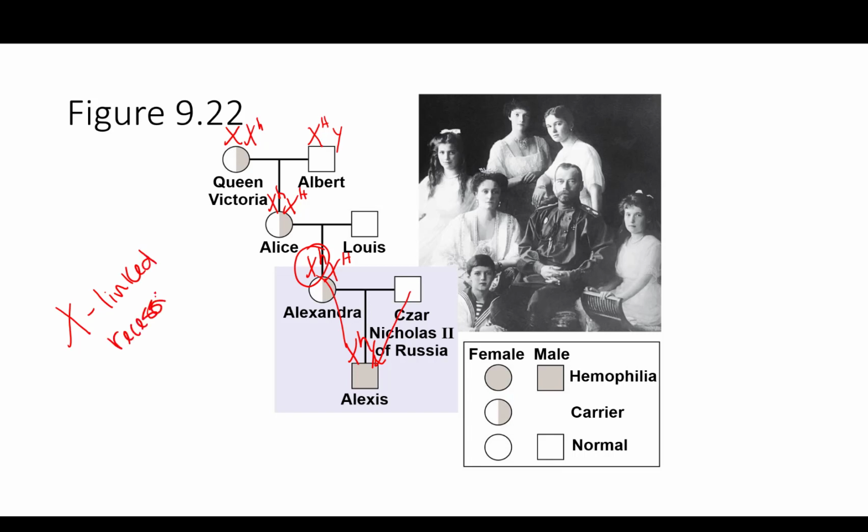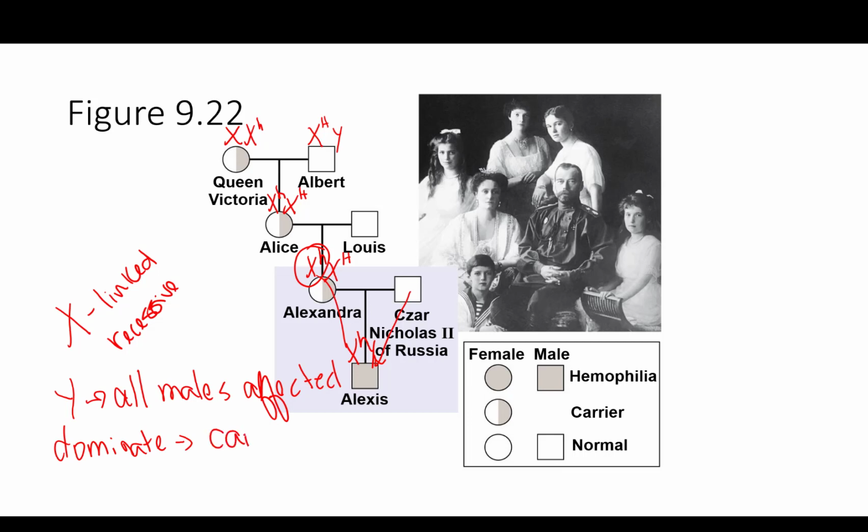Now, sometimes they're going to have you work backwards on a pedigree to try and determine what is happening. Like, is it a dominant trait? Is it a recessive trait? Is it sex-linked on the X chromosome, sex-linked on the Y? Some tips. If it's sex-linked on the Y, all males will be affected. All right? If it's dominant, it will not ever skip a generation. It can't skip a generation.